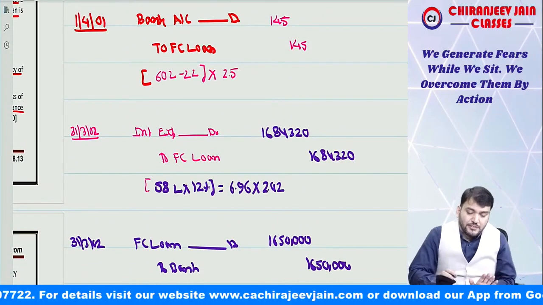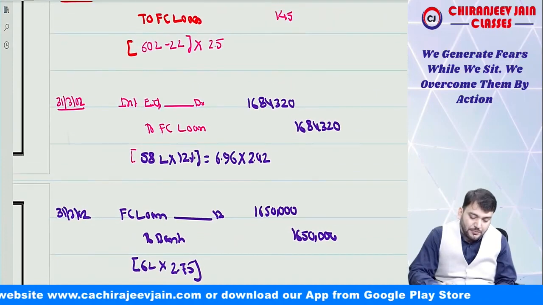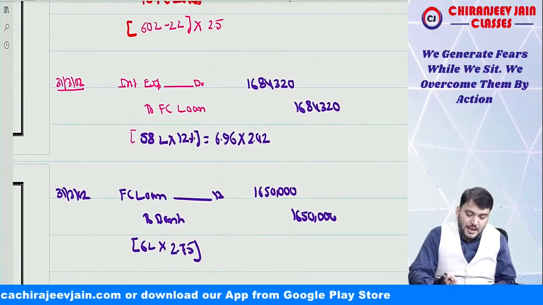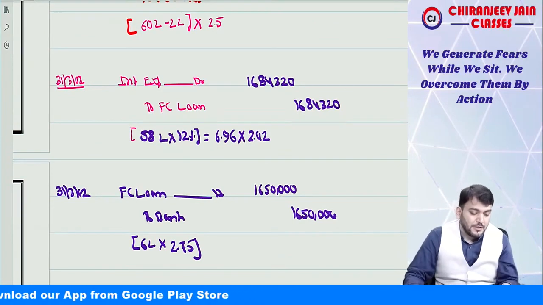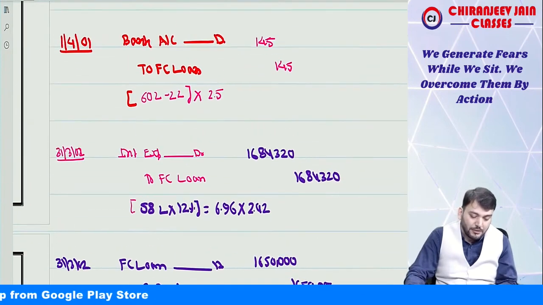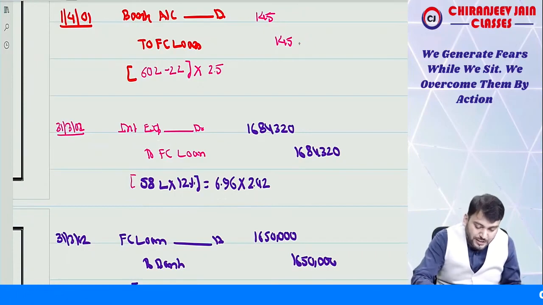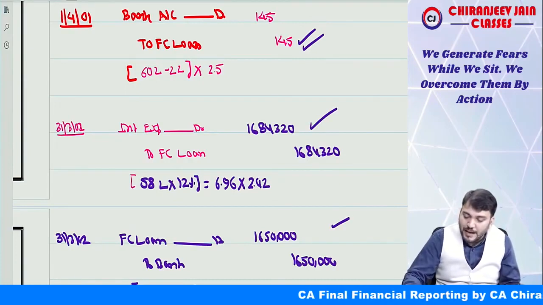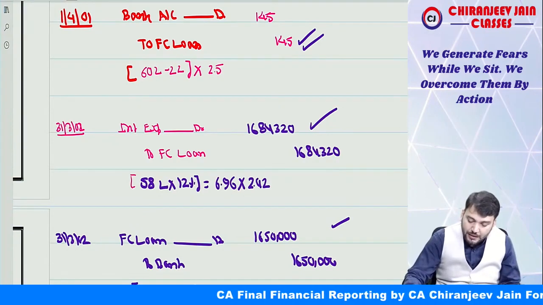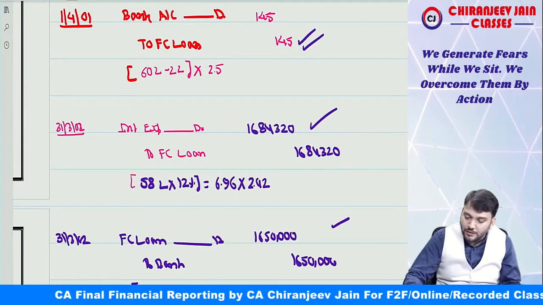And now just try to understand what I am saying. Any doubt? I hope you have understood. Now, you also need to find out what your closing liability is. The closing liability will be 145 lakh plus 16 lakh 84,320 minus 16 lakh 50,000. Equal to what?